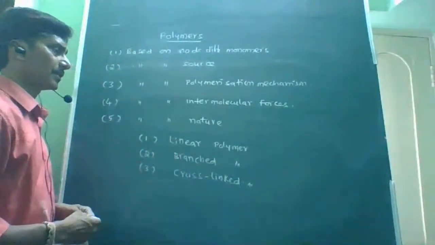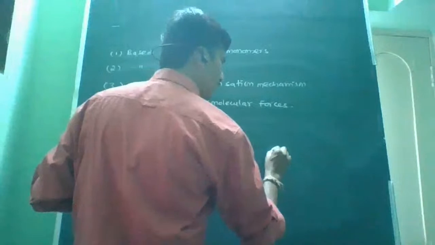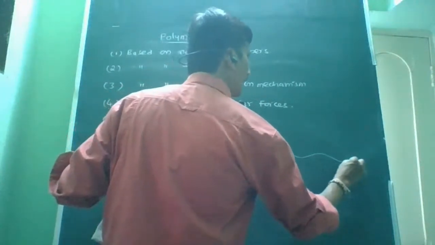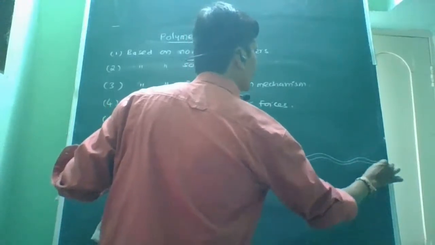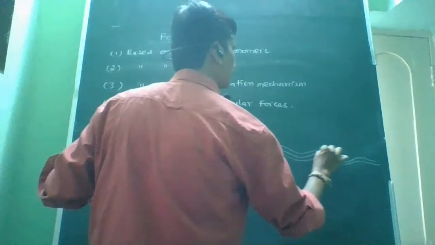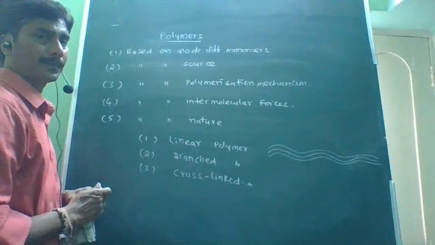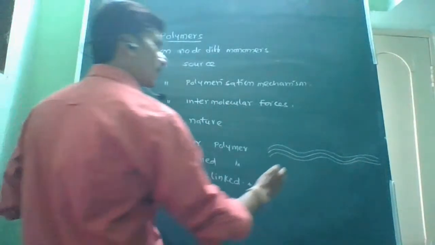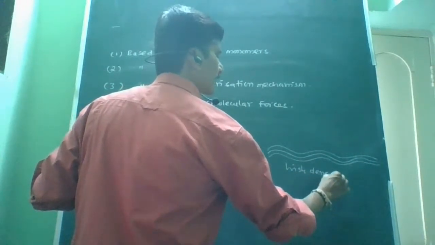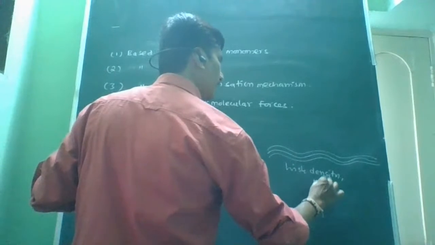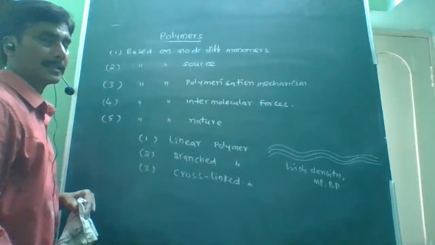Come to linear polymers. Among of the polymers, these monomer units are arranged in a straight line with strong covalent bonds. They are closely packed. So they possess high density, melting point and boiling points.